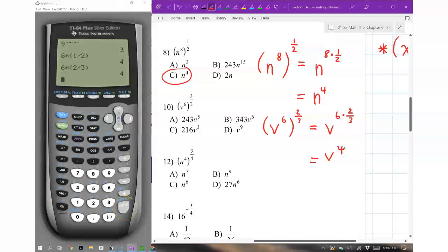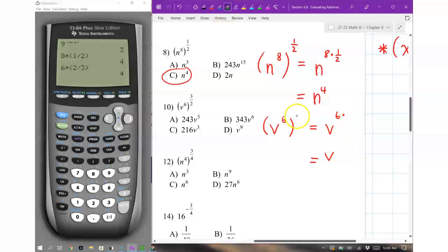Why is there no v to the 4th? Did I mess up on something? Oh, I messed up on something. You guys see what I messed up on? It's not supposed to be 2/3. It's supposed to be 3/2. That's my bad. Give me a second.